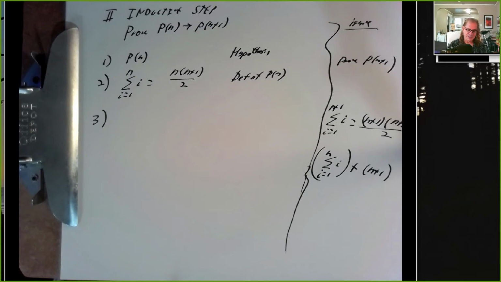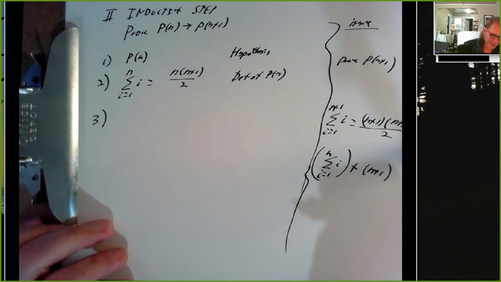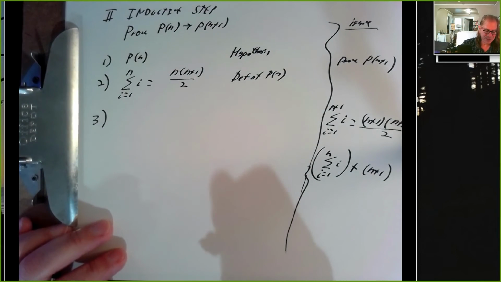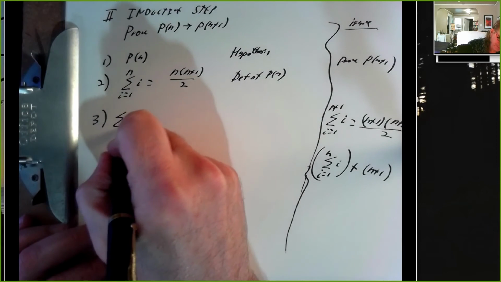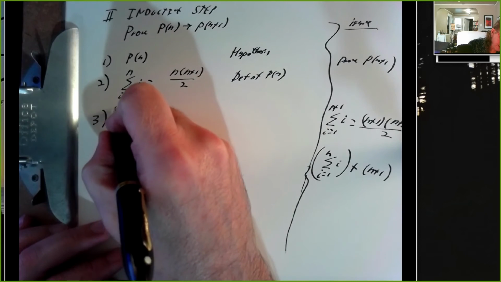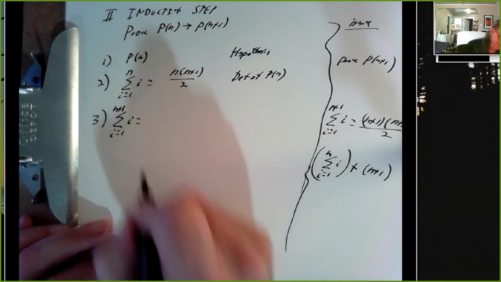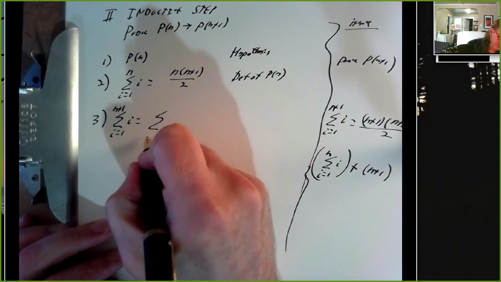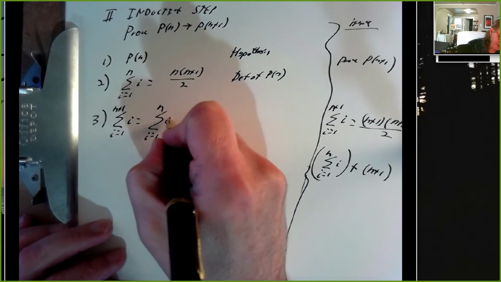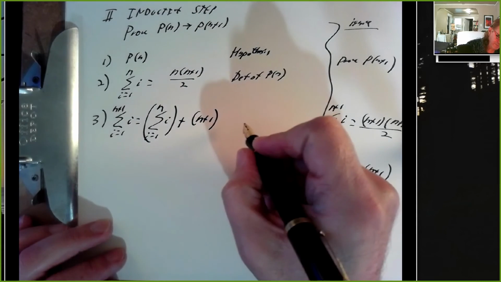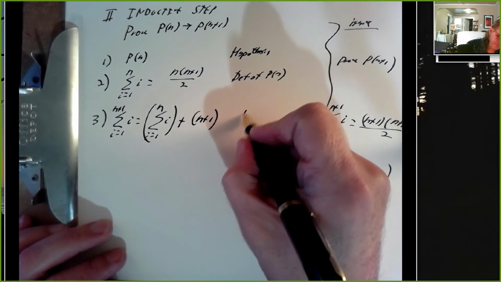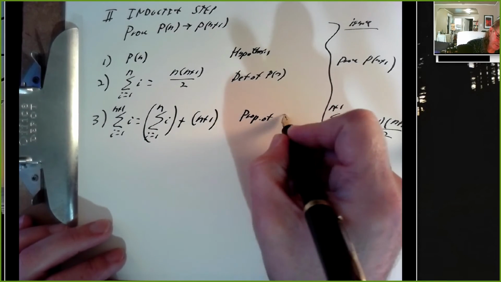So you could work this out on scrap paper, right? But I'm just going to confidently write it on my main proof page here that I'm going to turn in. And I'm going to do the following. I'm going to write down the sum from i equals 1 to n plus 1 of i is equal to the sum from i equals 1 to n of i plus n plus 1. And that's properties of summation.